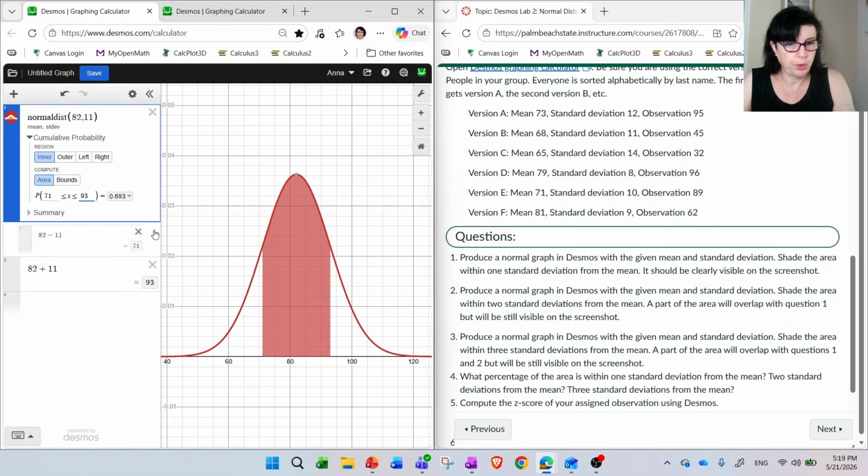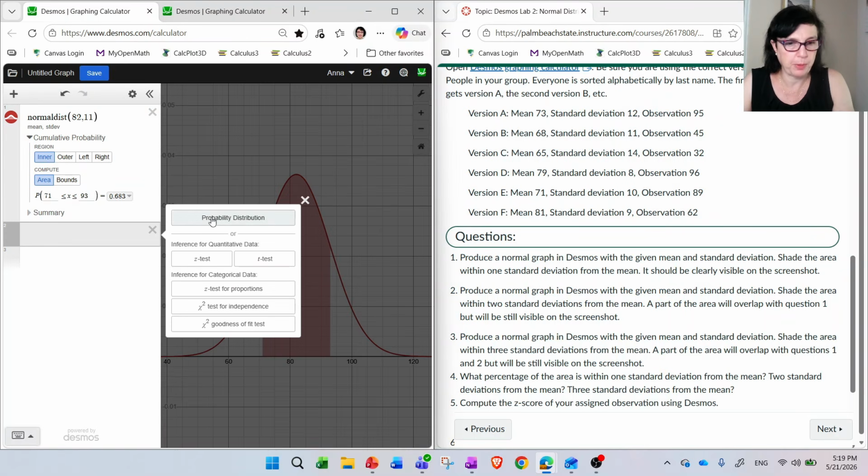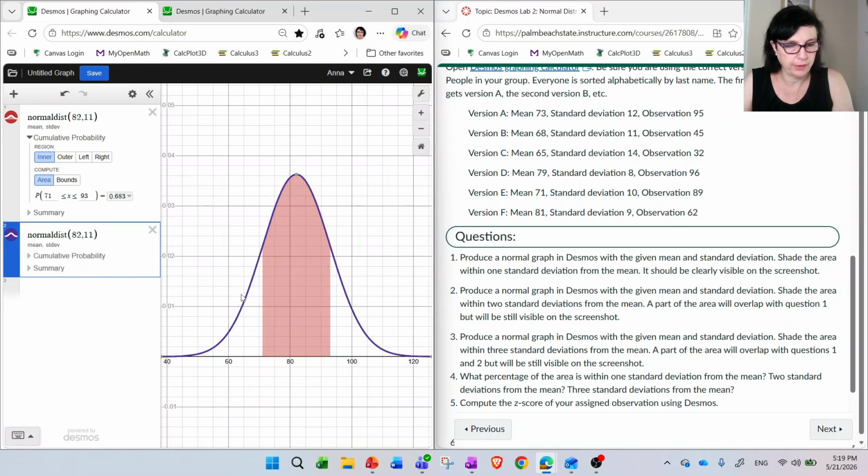Next, I'm going to just go ahead and delete these and add another graph. Do not change anything here. Add a new graph, because you want everything on the same graph. So you're going to click on the plus sign. Again, you're going to go to inference. Again, probability distributions. You're going to put exactly the same mean and standard deviation as whatever you have.